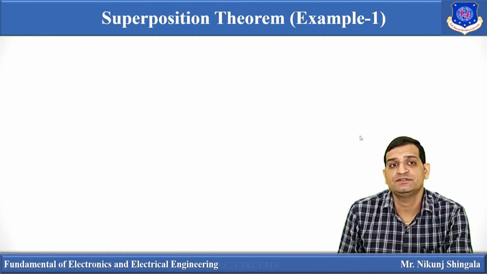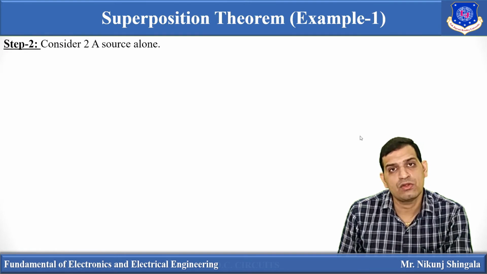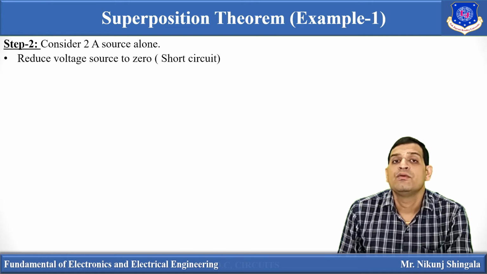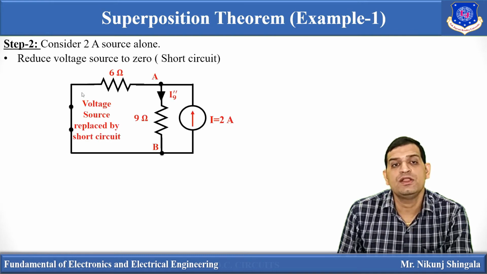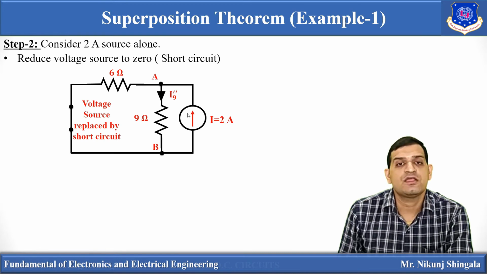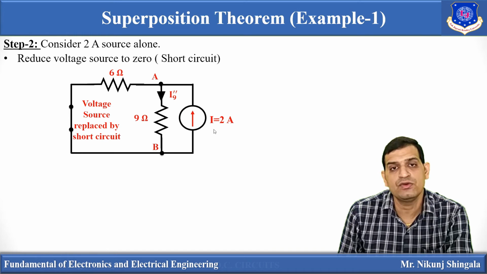Now in the next step, consider only the 2 ampere source alone and replace the voltage source by a short circuit. Now the current flowing through 9 ohm, that is through branch AB, is denoted by I9 double dash. In this case, again the current direction is the same. Now we can find the current flowing through 9 ohm using the current division rule, because the input current is 2 ampere and both these branches are in parallel. So we can apply the current division rule to determine I9 double dash.